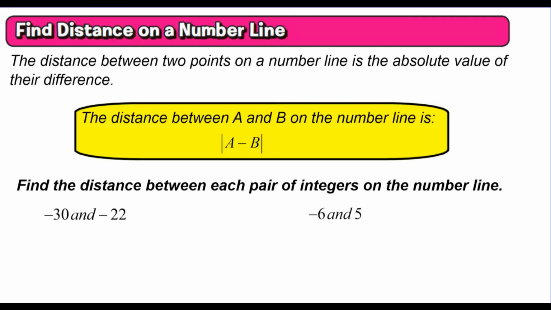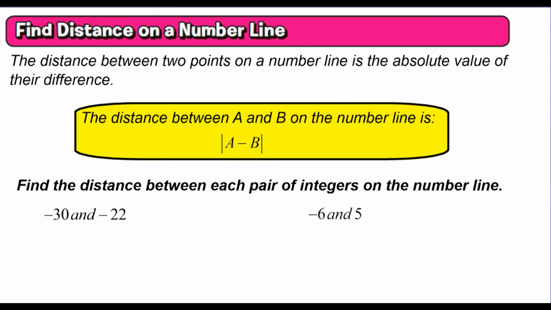Also, we use subtraction to find distance on a number line. The distance between 2 points on a number line is the absolute value of their difference. If you remember, absolute value is distance. So if we find the absolute value of something, we're going to find its distance. So if we want to find the distance not from 0, but the distance between 2 points on a number line, we just find their difference and find the absolute value of that as well. So in this yellow box, I have the distance between A and B on the number line is the absolute value of A minus B. So you just subtract the two values and find its absolute value, and that will tell you how far apart those numbers are on the number line.